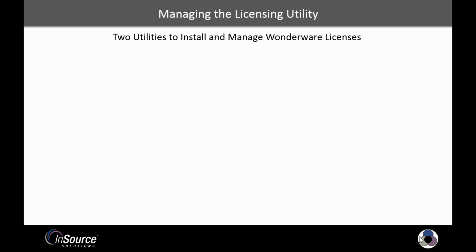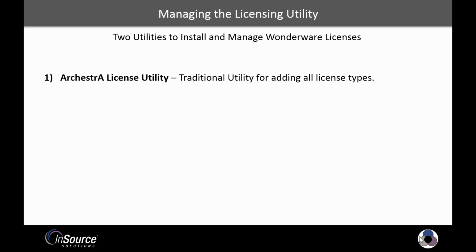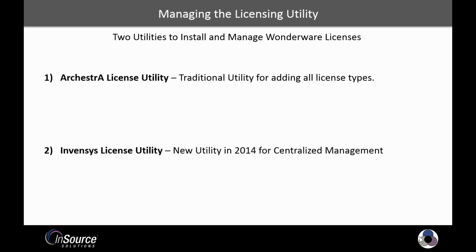Now, once we receive a development license or whatever other type of license, how do we enable that? How do we bring that into our environment so that it enables the products that we have purchased? The first is called the Orchestra License Utility. This is our traditional utility that we've been using for years. But since 2014 of our software suite, we now have a new Invensys License Utility. We can use that for centralized management, so that on one machine, I can assign licenses to other computers and manage that through one centralized location. So let's see how they are used.